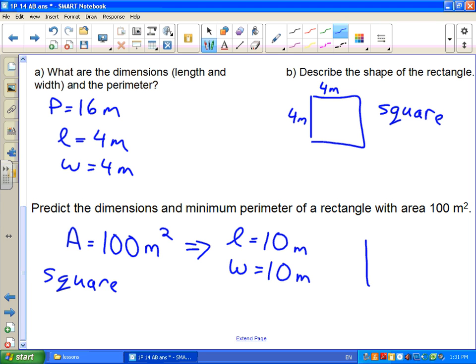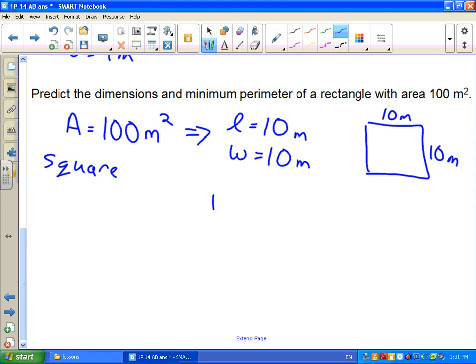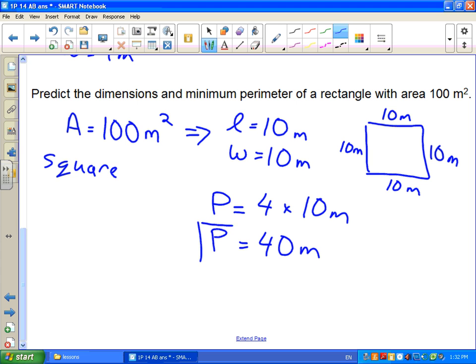So our square is going to look like this. 10 meters, 10 meters. What is our perimeter going to be of this square that I've just drawn there? So how do we find the perimeter of that thing? Remember, perimeter is distance around the outside. So we've got 4 sides, each of them 10 meters. What do we got to do? Yeah, we can do 4 times 10 meters, 40 meters. And that would be our perimeter. Okay? And we're done.